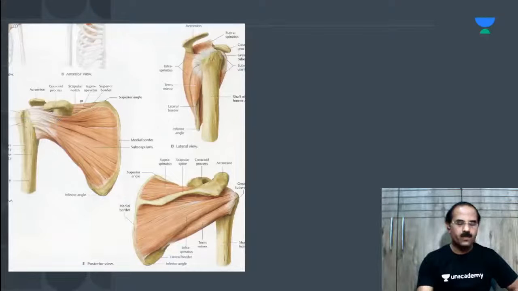So now you tell me, what is this surface of the scapula? That's the costal surface. What is this muscle here? This is the subscapularis. That's the subscapularis.